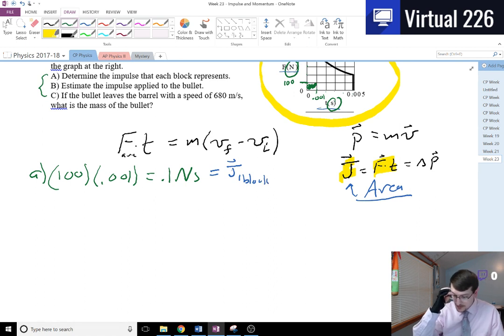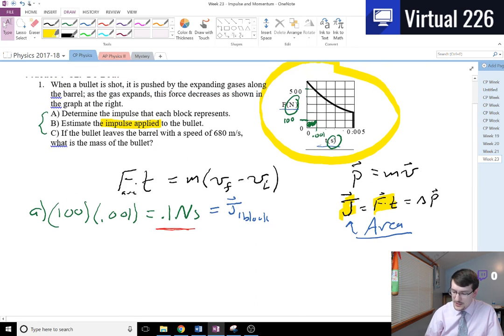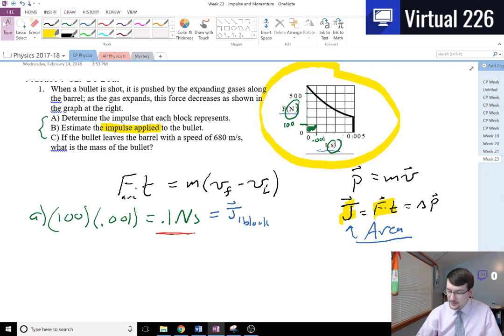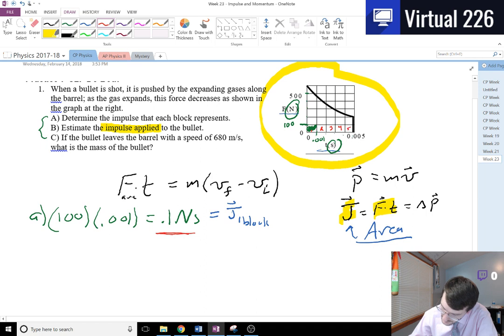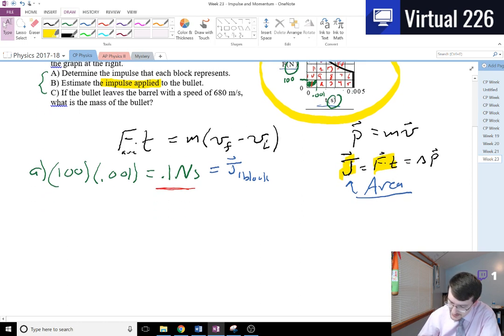Now for part B, we need to estimate the total impulse applied to the bullet. Well, I know one block is 0.1 Newton seconds. It's just a matter of counting the blocks, finding that total area. So I've got 1, 2, 3, 4, 5, 6, 7, 8, 9, 10, 11, 12, 13, 14, about 15, 16. That's a pretty good block. Maybe this one and that one is 17 and a little bit, 17 and a half.